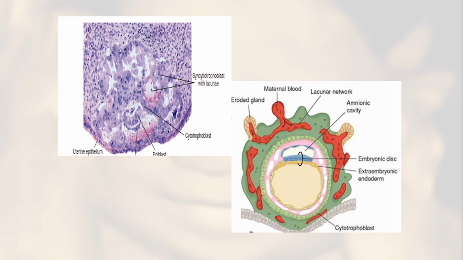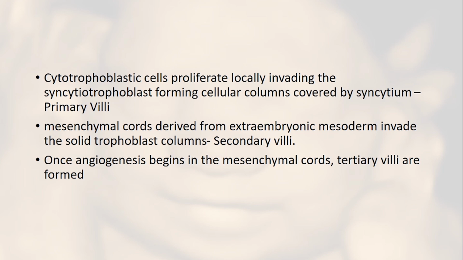So this is just a diagram showing the cytotrophoblast, and this is the syncytiotrophoblast already invading into the maternal blood vessel. This is the lacunar system that is already formed. So in this process, the uteroplacental circulation is already formed.